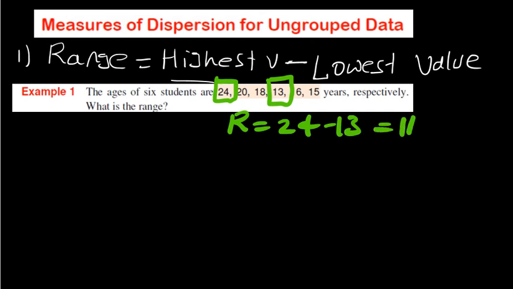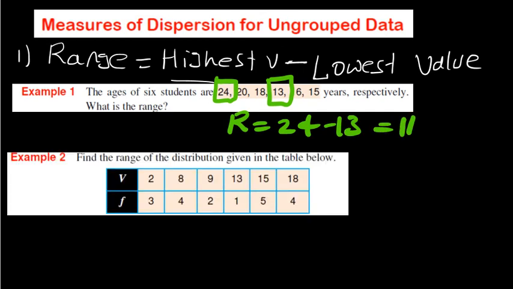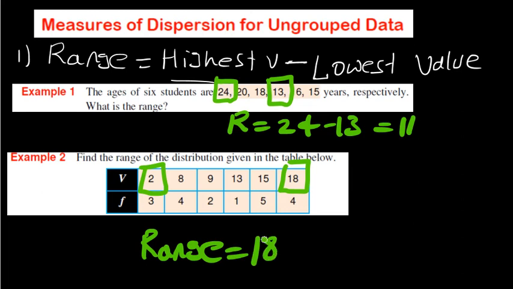Then let's add one more example. In the second example, the data are given in table form. It doesn't matter, we don't have to worry about that. We need to observe which value is the highest and which is the lowest. The highest here is 18, and the lowest is 2. Therefore the range will be 18 minus 2, which is equal to 16. Done.